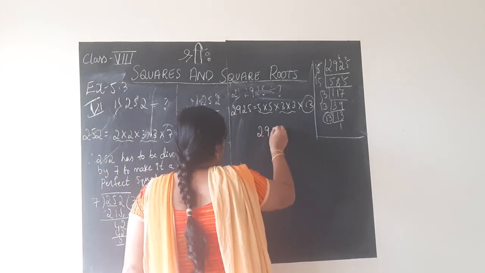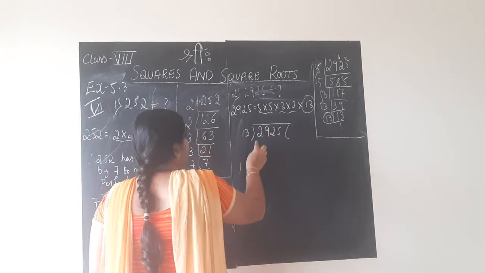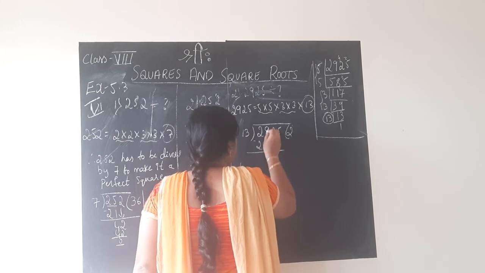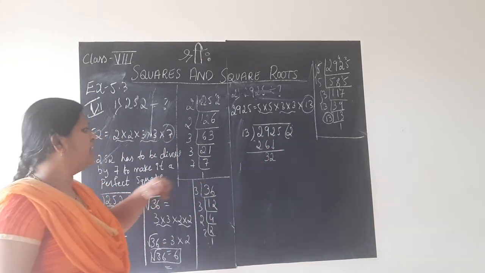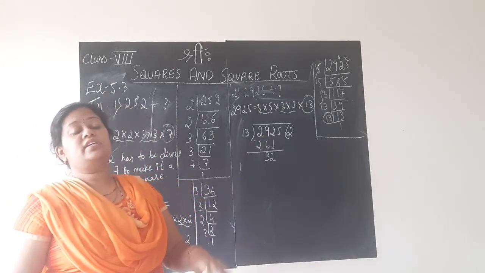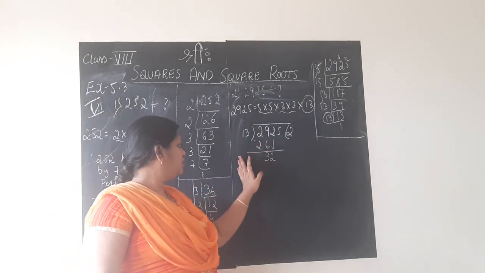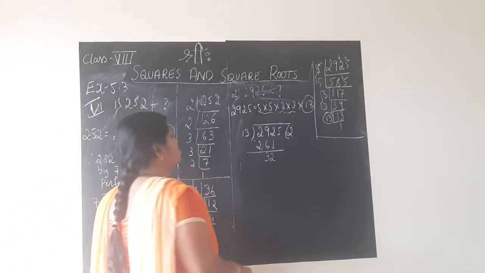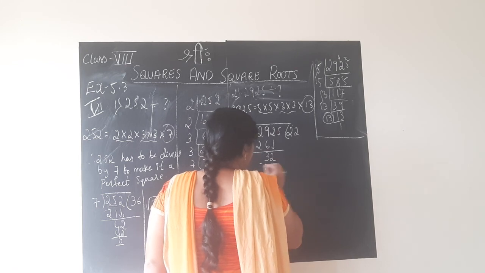So let us divide 2925 by 13. 29 is there, so 13 2s are 26. 29 minus 26 is clearly 3, children. Bring down the next number 2. 32 is there, and the nearest multiple of 13 is 26, because 13 3s are 39, which is more than 32. So again, we should go with 13 2s are 26.